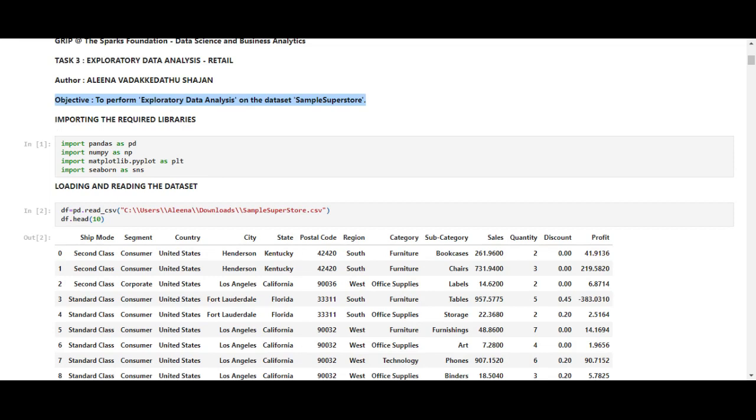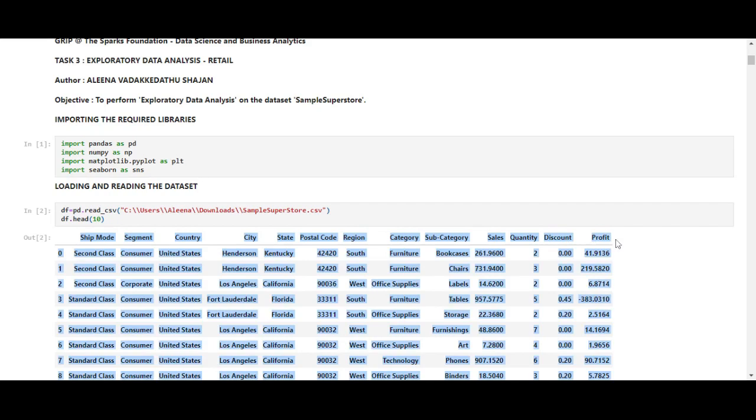So first of all, for this project, I have imported all the required libraries such as pandas, numpy, matplotlib.pyplot and seaborn. After importing the required libraries, I have imported the particular SampleSuperStore dataset into a local variable, and using the head function, I have obtained the first 10 observations. The features present in this dataset are ship mode, segment, country, city, state, postal code, region, category, subcategory, sales, quantity, discount and profit.